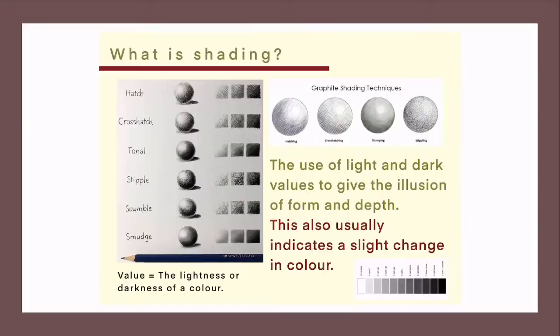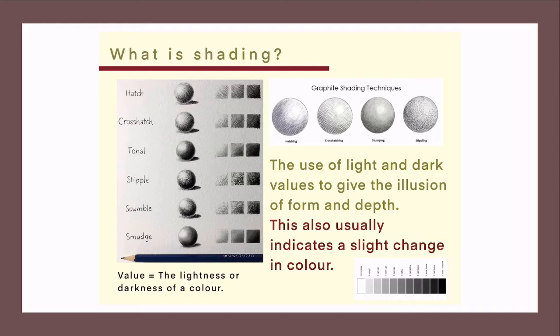So what is shading then? Well, shading is the use of light and dark values to give the illusion of form and depth. And you might be thinking, what is value? Well, value is the lightness or darkness of a colour. And shading also usually indicates a slight change in colour.